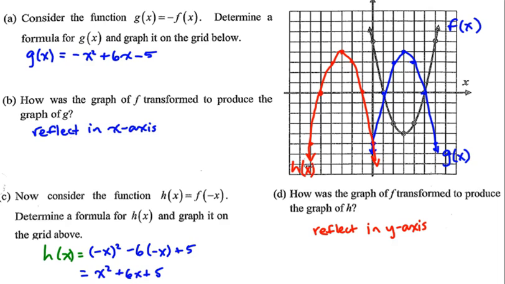I do want to point out that I've labeled each of these parabolas. Any time you have more than one function on the same axis, or any time you have more than one graph on the same axis, you definitely want to label them. So I've labeled the first one f of x, g of x, h of x, etc.